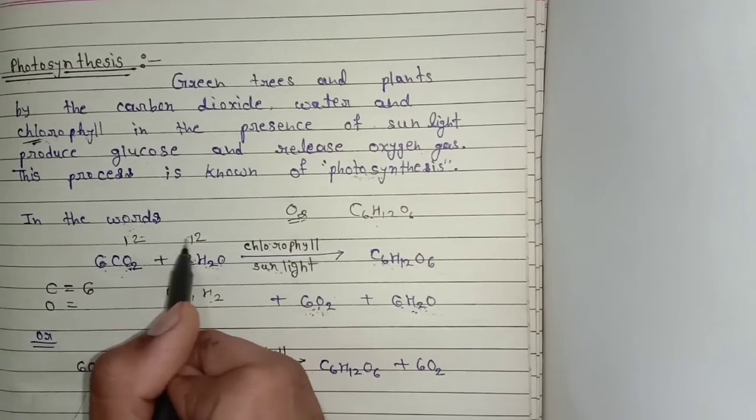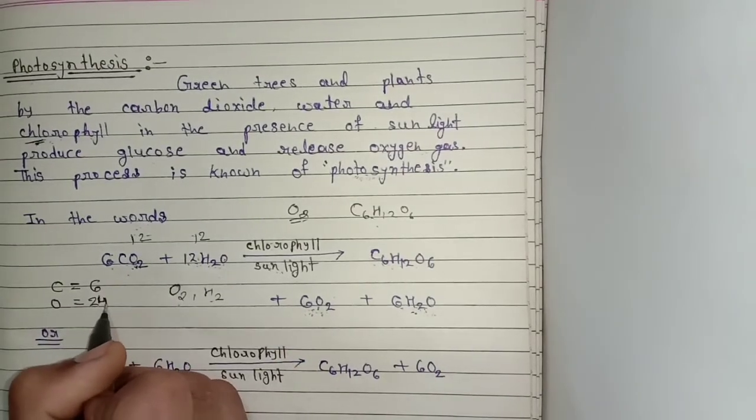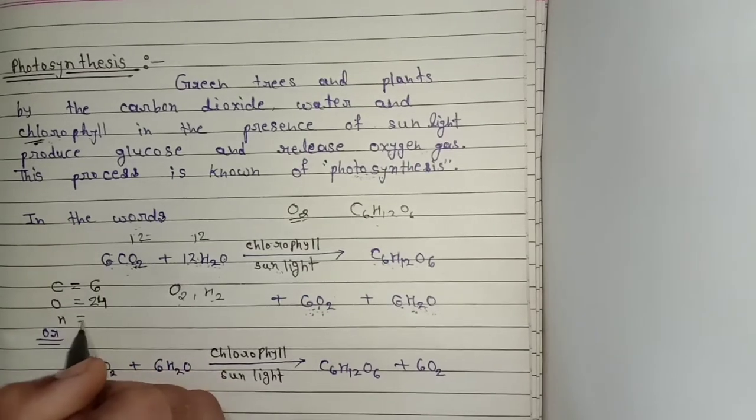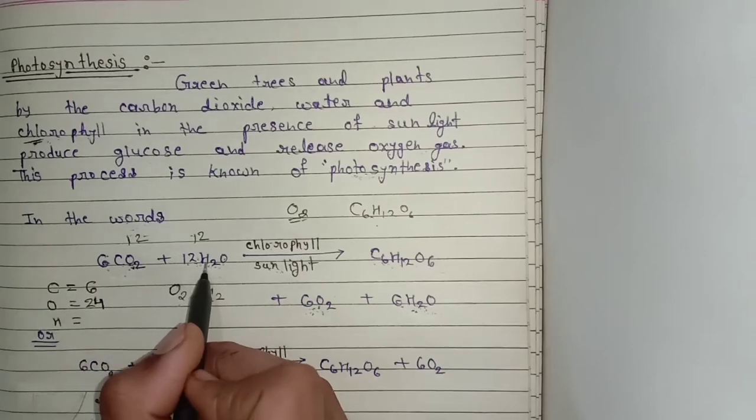The same thing is present on the other side, another 12 oxygen. So the total number of oxygen atoms is 12 plus 12, which is 24.